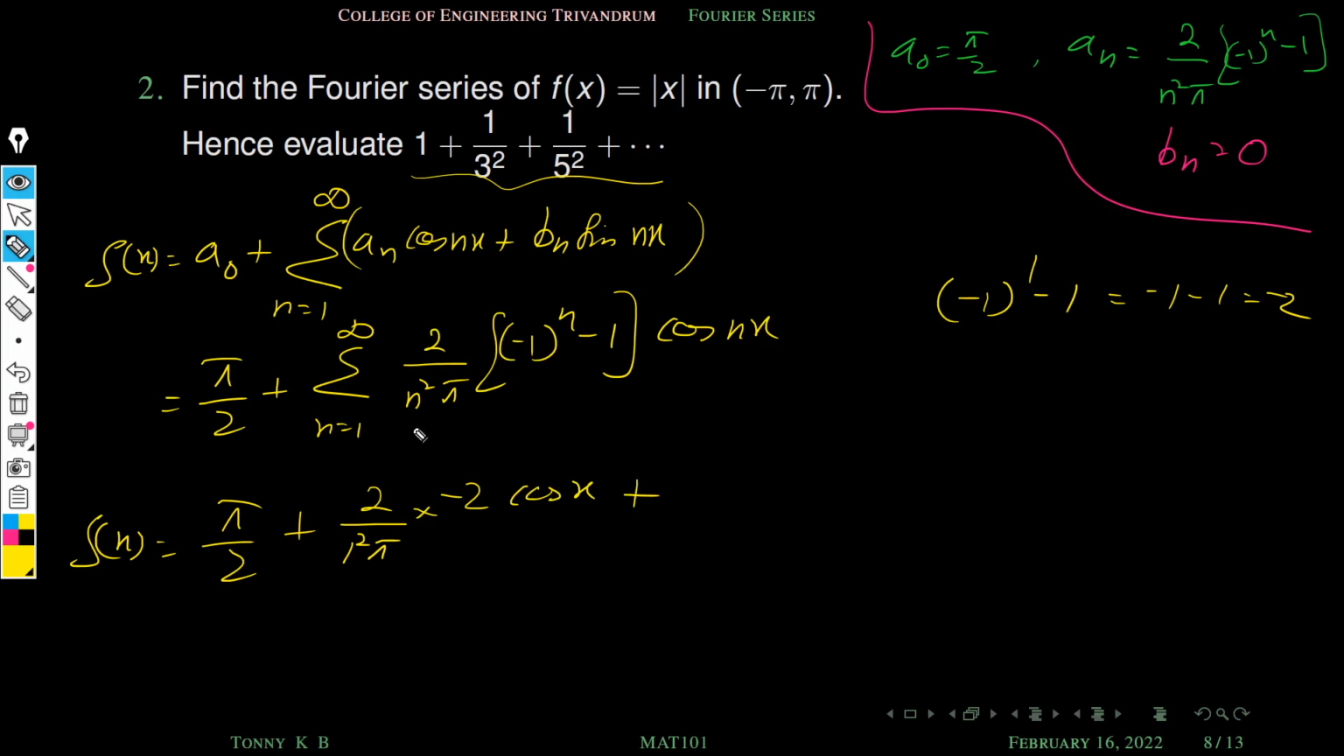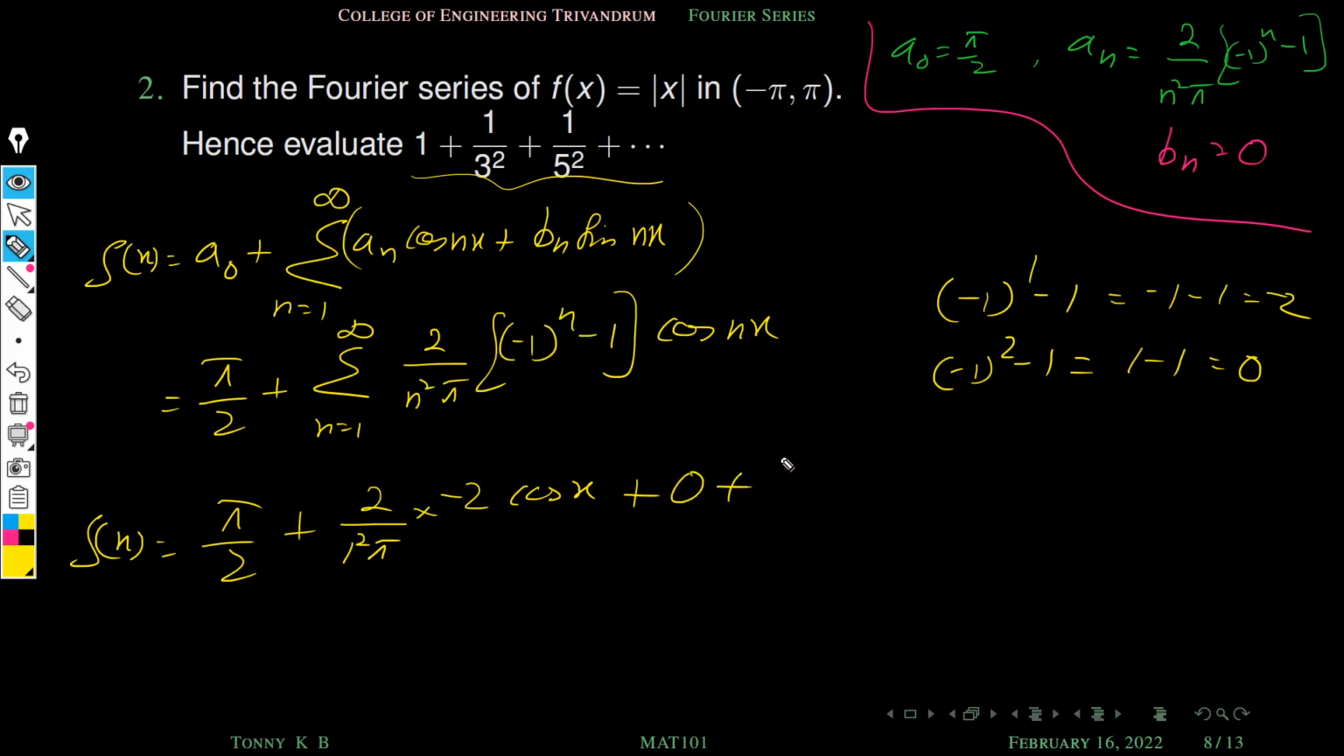Clear? Plus, when n equal to 2, this is 2 by 2 square pi into minus 1 raised to 2 minus 1. That is 1 minus 1, that is equal to 0. So when n is even, this term is 0. Clear? So only odd terms are non-zero. So the second one is 0.